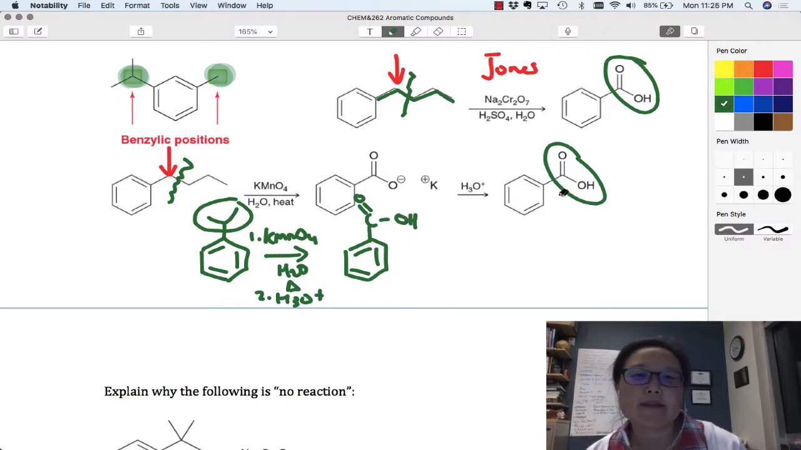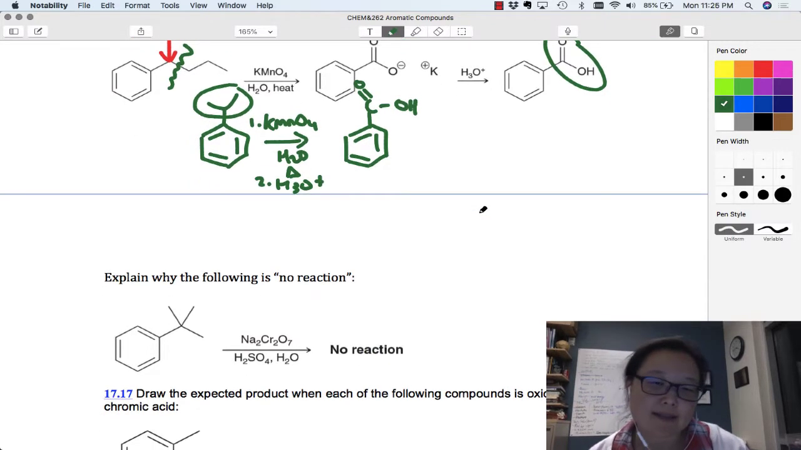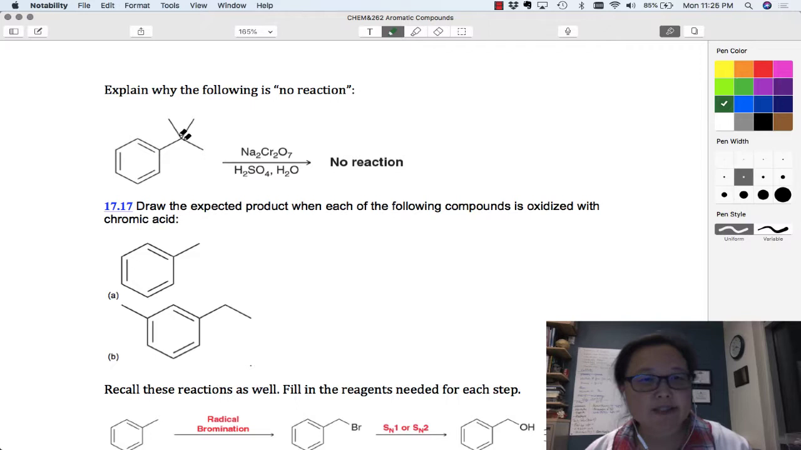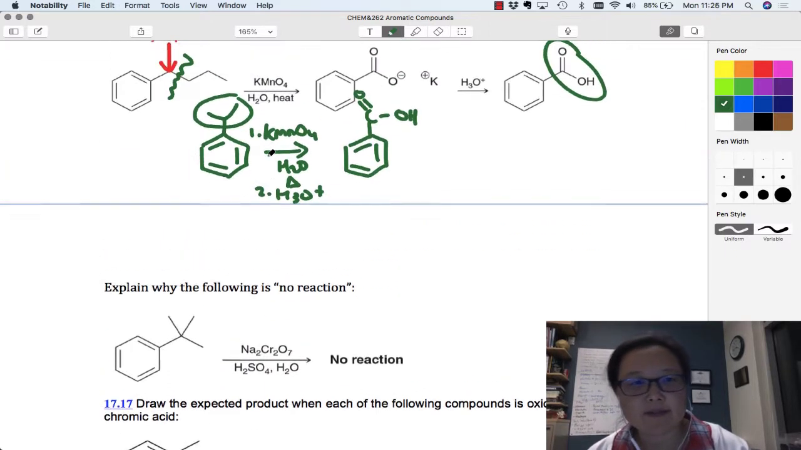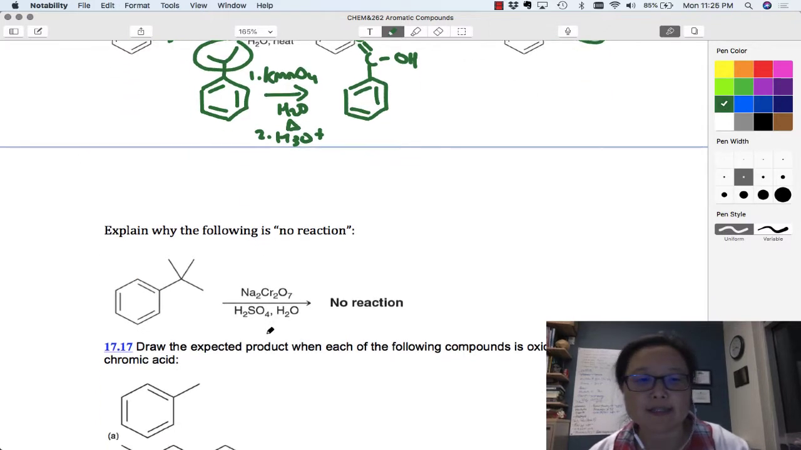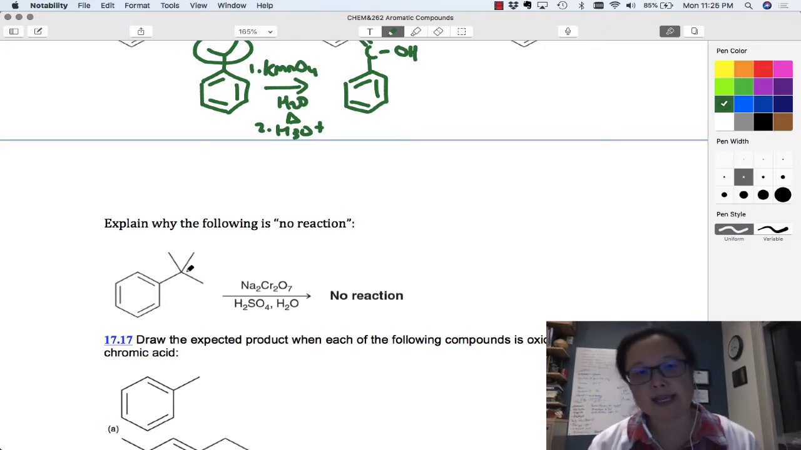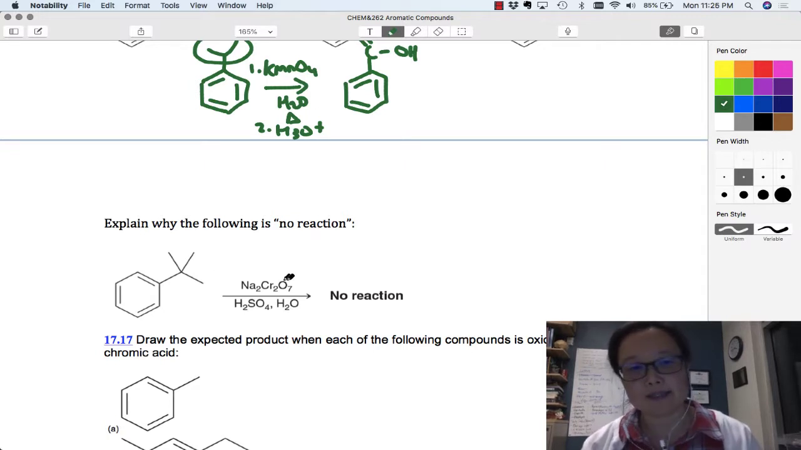All right, so just practice with this a little bit. It is a reaction that you occasionally see with synthesis. This one is no reaction because it's tertiary. In order to have oxidative cleavage, you have to have a CH bond there for oxidation. So it doesn't work so much with tertiary. You have to have a CH bond present in the benzylic position for this to work.